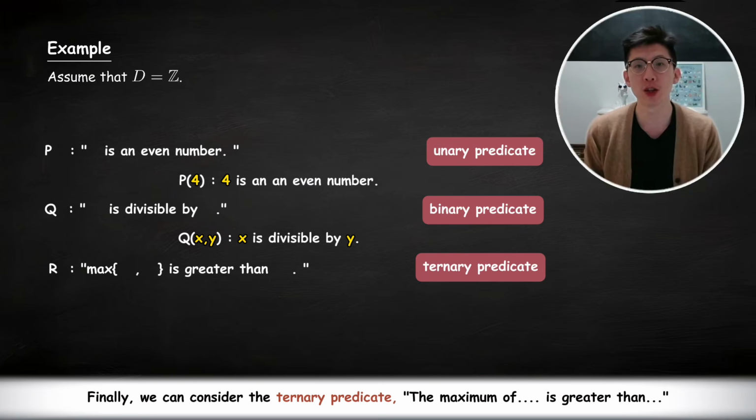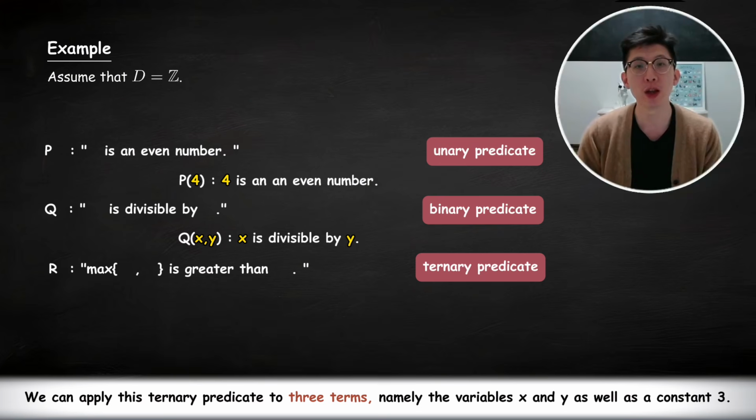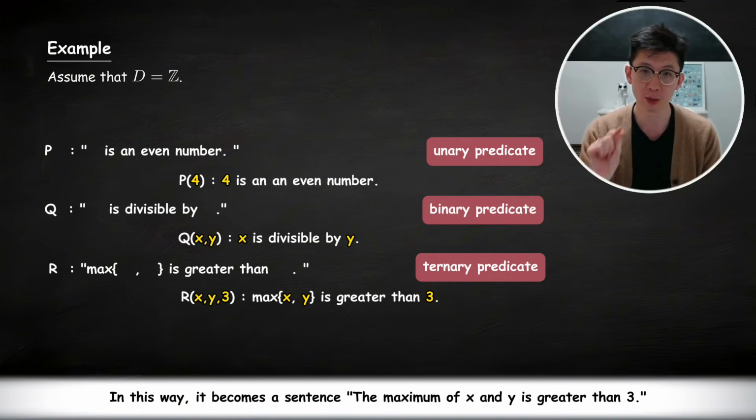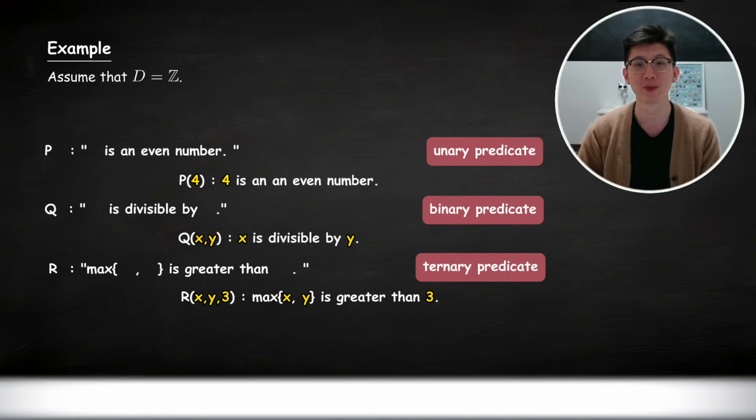Finally, we can consider the ternary predicate "the maximum of _ and _ is greater than _." And we can apply this ternary predicate to three terms, namely the variables x and y, as well as a constant 3. In this way, it becomes a sentence, "the maximum of x and y is greater than 3."